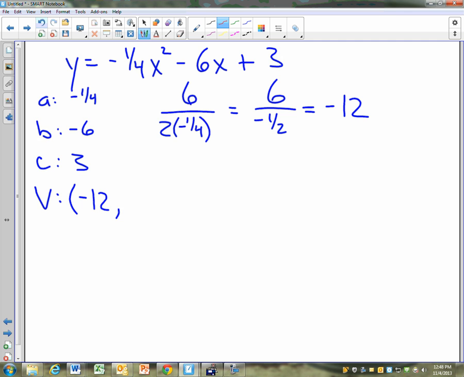How do you find the y value? Plug it in. Find the y value by plugging it in. Negative 12 squared is 144. 144 times negative 1/4, negative 36. Minus, what's 6 times negative 12? So negative 72, so we'll add the opposite, it'll be plus, and then plus 3. Negative 36 plus 72 is positive 36, plus 3 is 39.